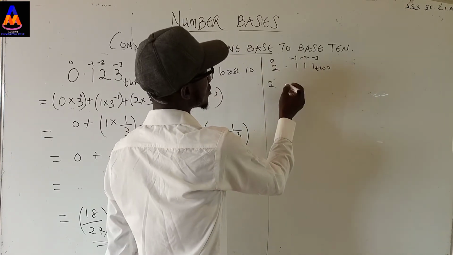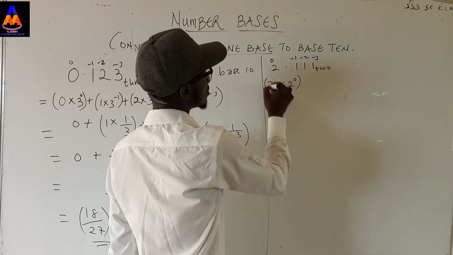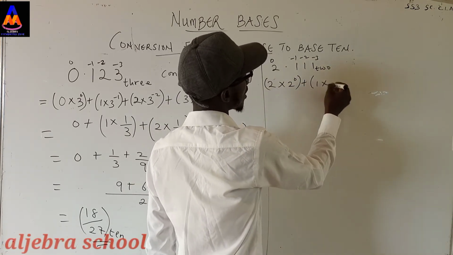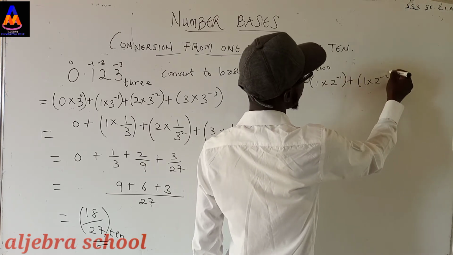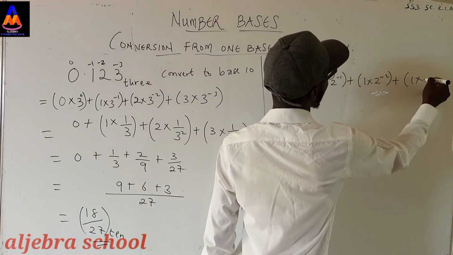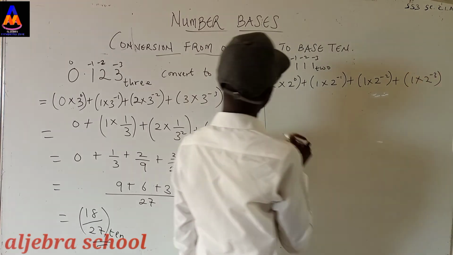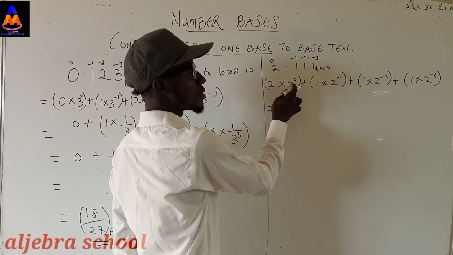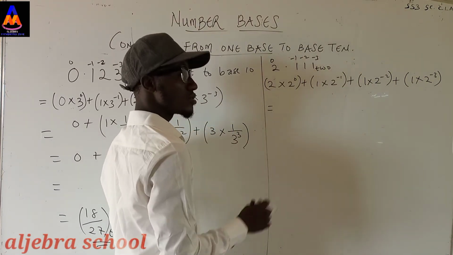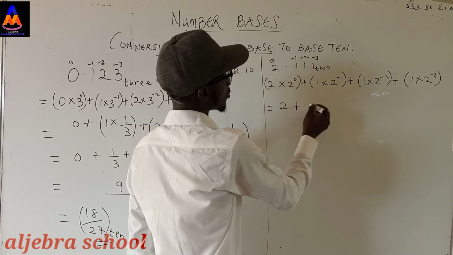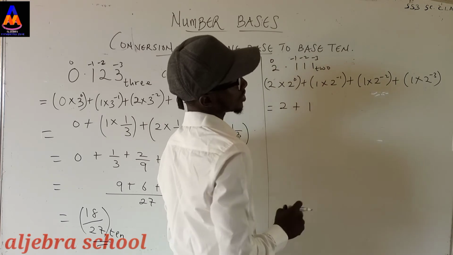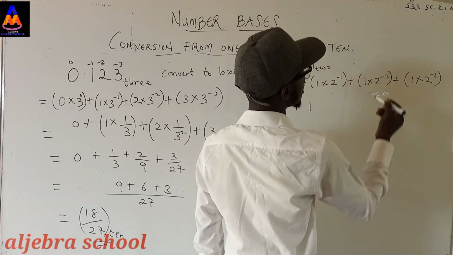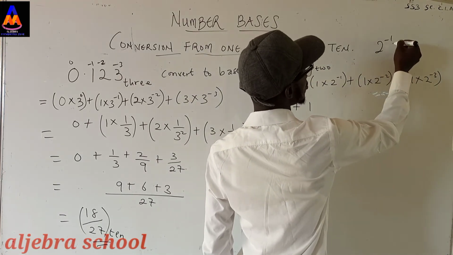base 10. This is 2 times 2 to the power 0, plus 1 times 2 to the power -1, plus 1 times 2 to the power -2, plus 1 times 2 to the power -3. Then 2 to the power 1 is 2, and 2 to the power 0 is 1. This one will be explained with the concept of indices, because let me give you a simple explanation here. 2 to the power -1.